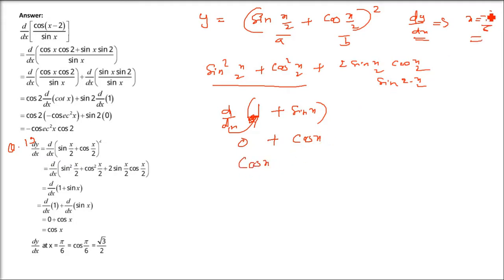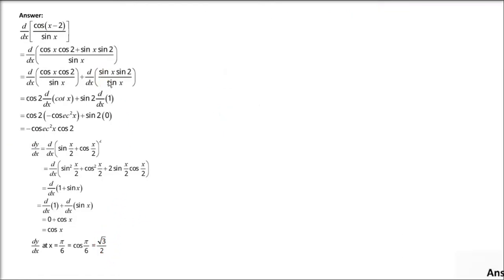So this is the differentiation. But you have to find the value at x equal to pi by 6. So cos pi by 6. Cos pi by 6 is cos 30 degree, which is root 3 by 2. This is the answer.